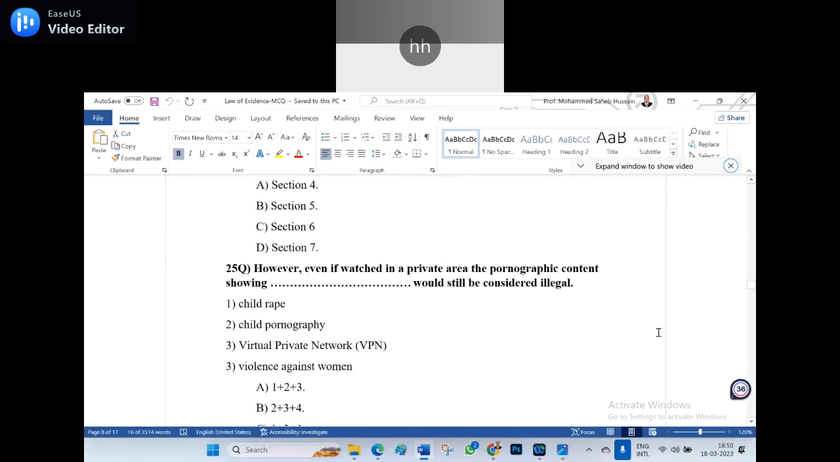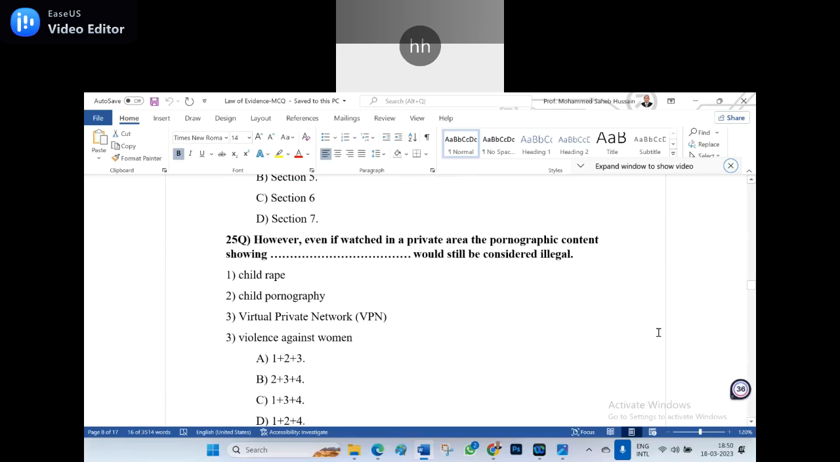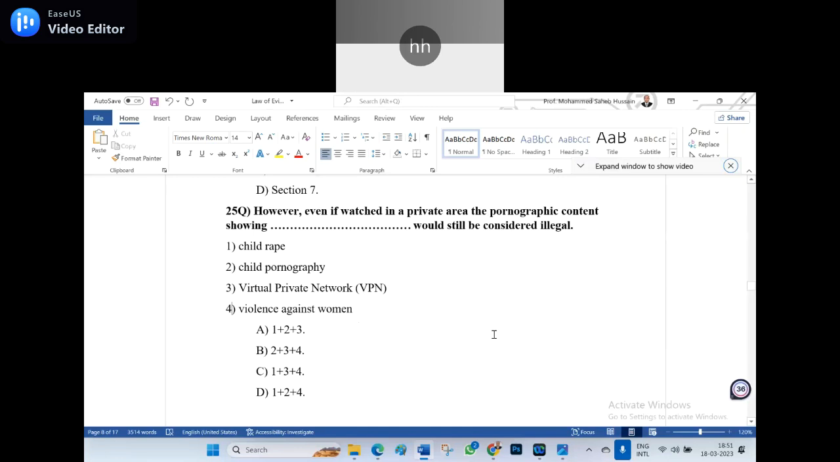Now the 25th question. However, even if watched in a private area, pornographic content showing dash would still be considered illegal. Number 1, child rape. Number 2, child pornography. Number 3, virtual private network, VPN. Number 4, violence against women. These are the four statements. What is the answer to the question? Pornographic content showing dash would still be considered illegal. So the options I have given are A, 1 plus 2 plus 3, B, 2 plus 3 plus 4, C, 1 plus 3 plus 4, D, 1 plus 2 plus 4.